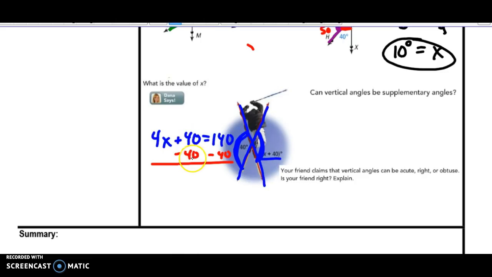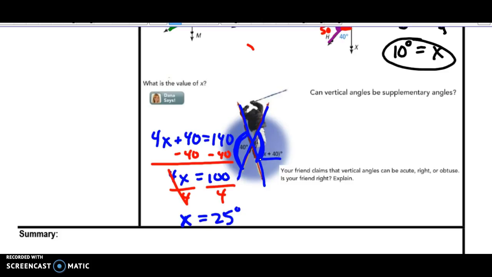40 minus 40 is 0, so all I have left over here is 4x. And 140 minus 40 is 100. Now to get x by itself, I'm going to divide by 4 because that's going to undo the times 4. If I divide by 4 on this side, I have to divide by 4 on this side. 4 divided by 4 is 1, which leaves me just with the x because 1 times x is x. And 100 divided by 4 is 25. So x equals 25 degrees.